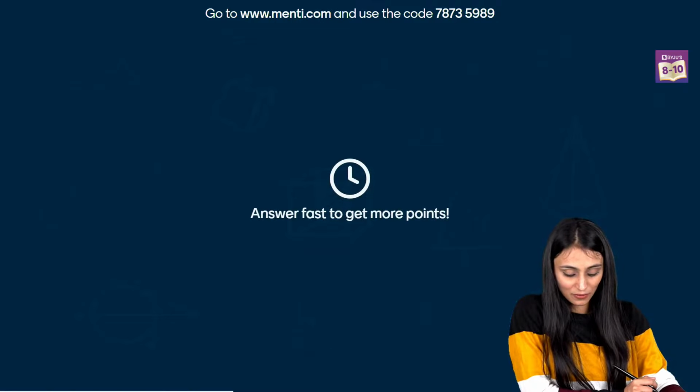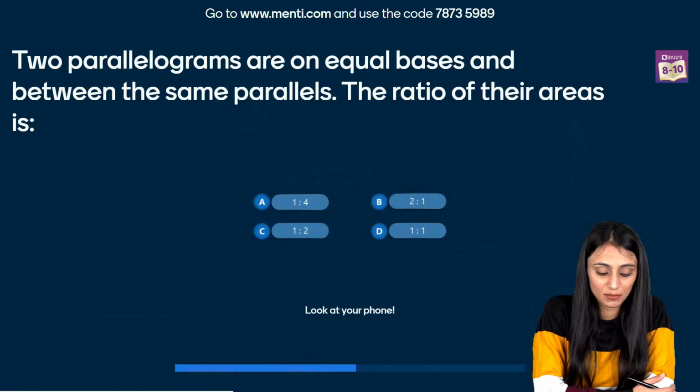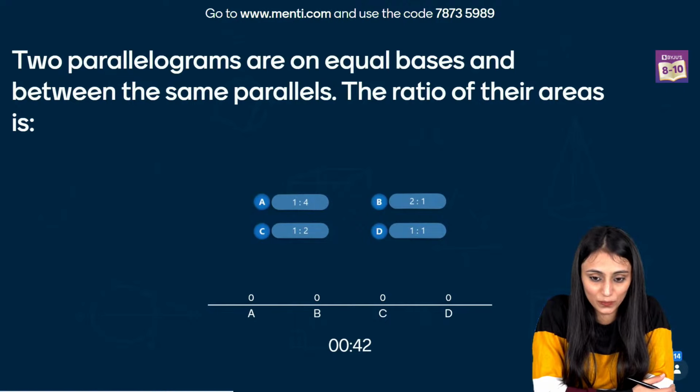So here we have question number 5. Two parallelograms are on equal bases and between the same parallels, the ratio of their areas is. You have to look for the right ratio.